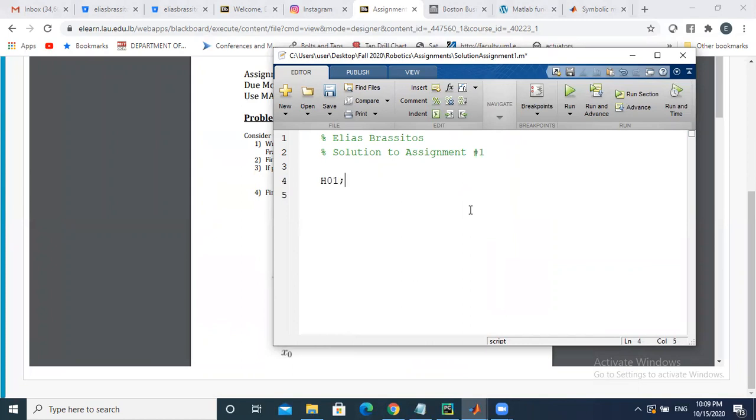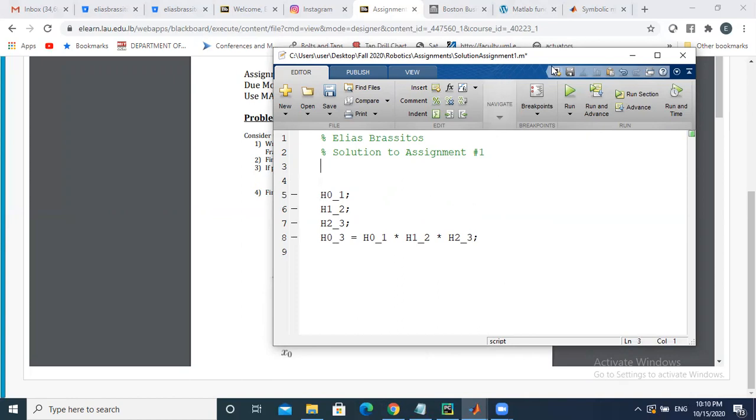Okay, let's write it like that. And then we need to find H12 and then H23, right? And then ultimately we know H03 is going to be equal to H01 multiplied by H12 multiplied by H23, right? So now we have that, but what is H01?